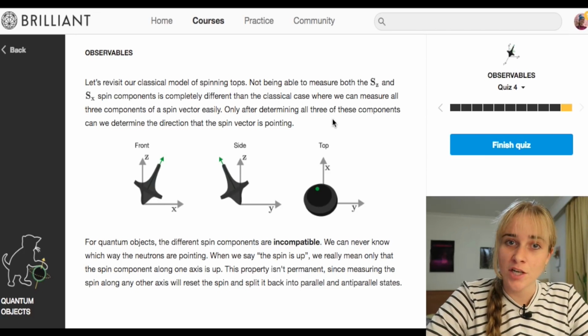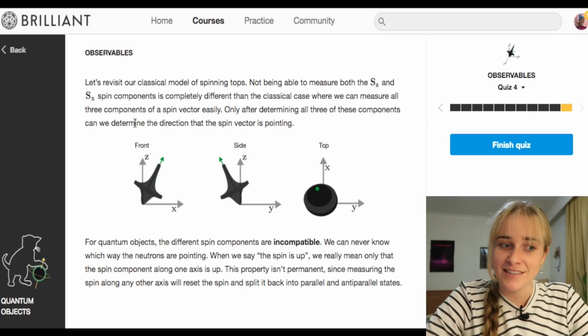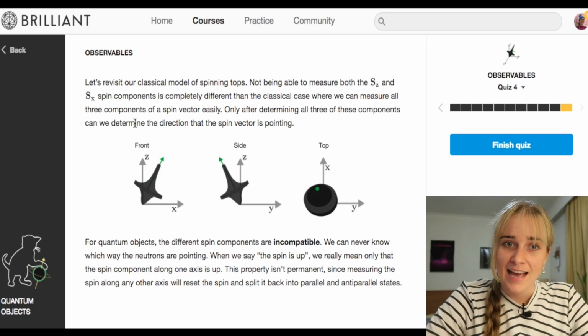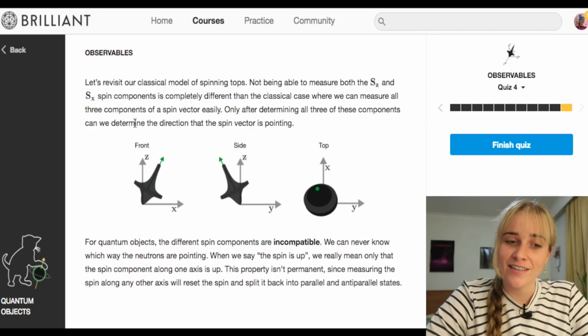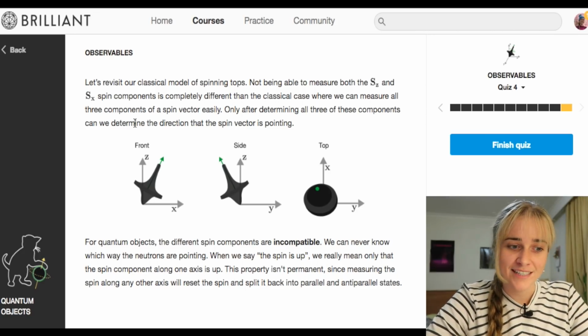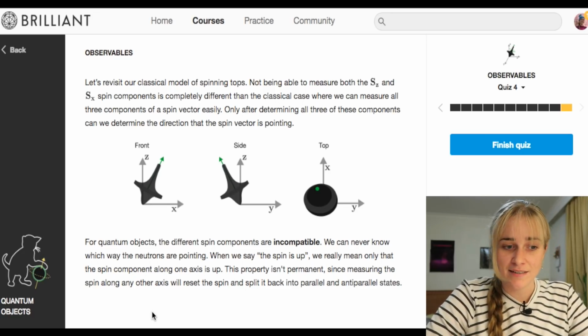We need to determine all three of these components to determine which direction the spin vector is pointing, and for quantum objects, the different spin components are incompatible. We can never know which way the neutrons are pointing. When we say the spin is up, we really mean only that the spin component along one axis is up. This property isn't permanent, since measuring the spin along any other axes will essentially reset the spin.